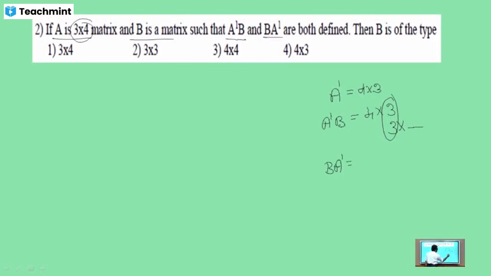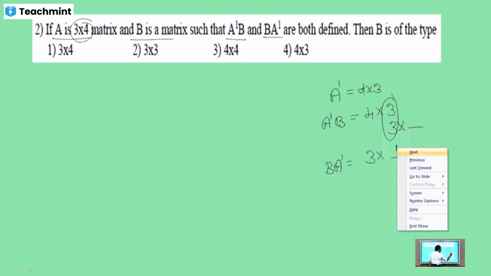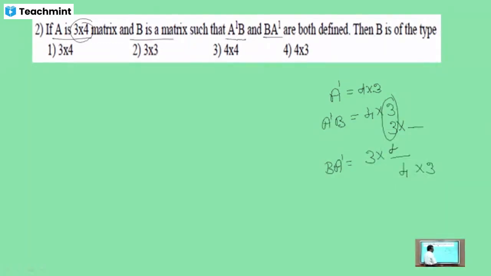BA dash is defined, that is, the B matrix is 3 cross something. A dash matrix has been written as 4 cross 3. You are observing here. So that the digit or number that we expect here is what? 4. This represents what? Order of the matrix B. Order of the matrix B. Therefore, our solution.